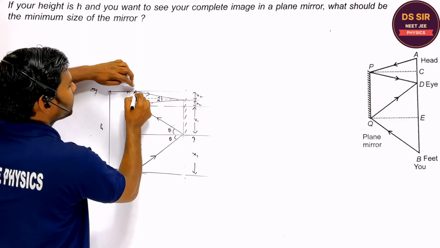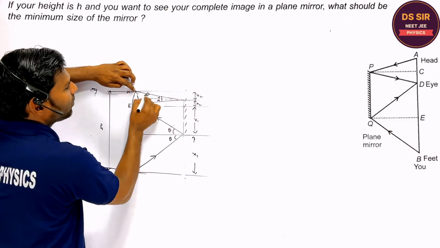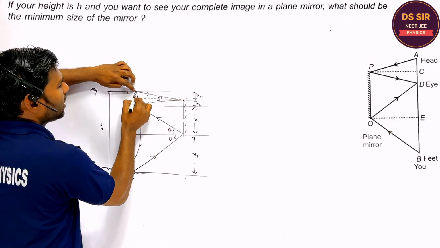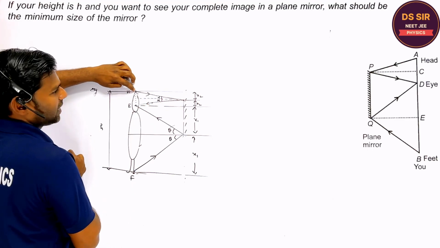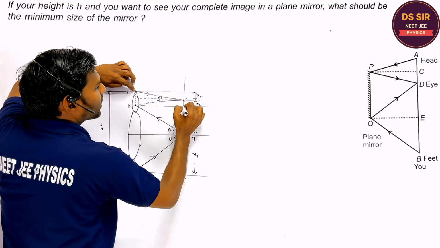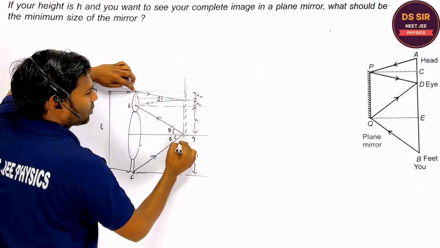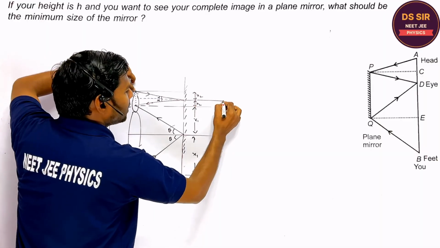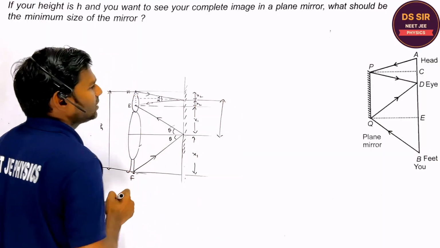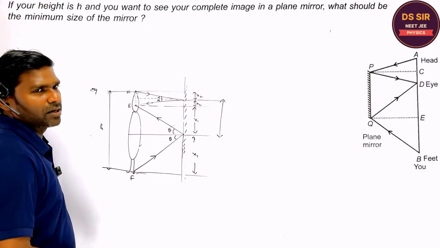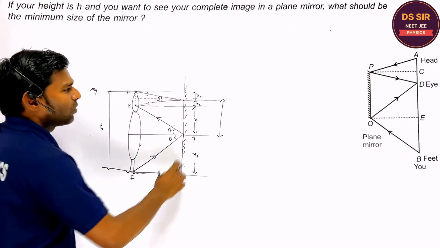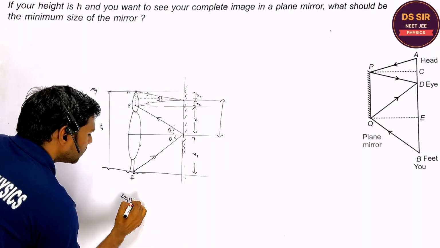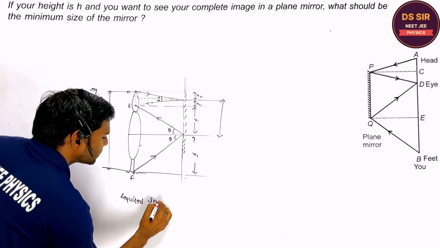In the same way, he is able to see the light ray originating from his head. So all other points may be seen by the eye. So no need for this part of the mirror. You understand or not? So only this is the important part. This is the only part of the mirror which is required to see his full image. And what is this height? x1 plus x2.